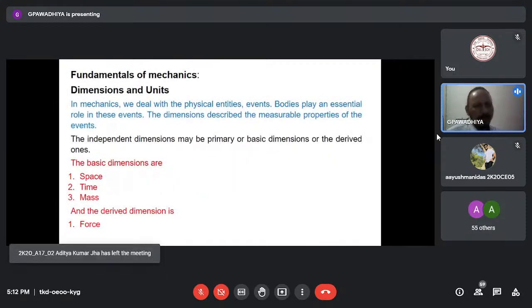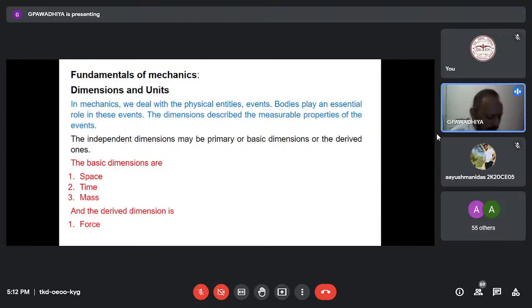Let's start with the fundamentals of mechanics. In this course, we are going to study the basics. Those will be very small topics, but very helpful in your studies of structural analysis, design, etc. So this is a very important course which we study at this level.